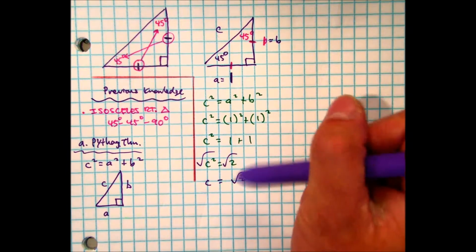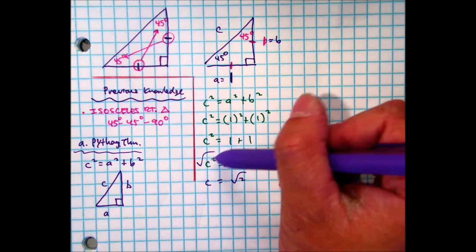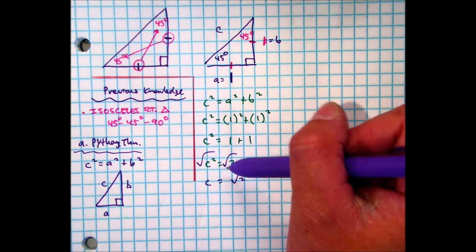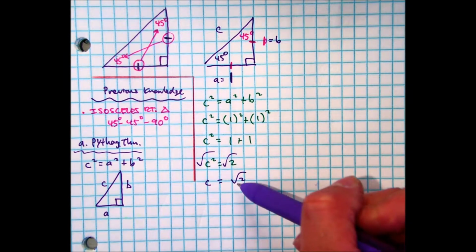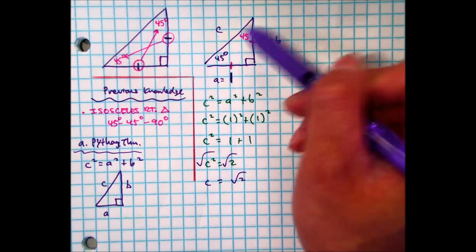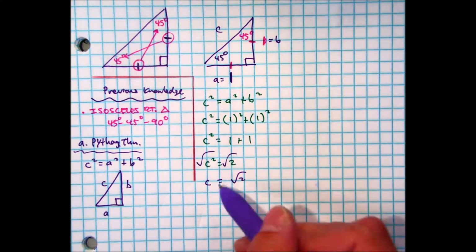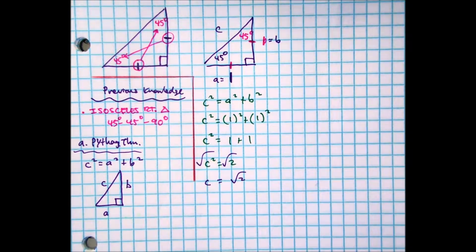Caution. Last semester we had said that if you have a quadratic, power of 2, and you take the square root of both sides, your answer is actually plus or minus. I'm only keeping the positive because c represents a distance. Distance is always positive, never negative, so now we're implying that it's only positive.